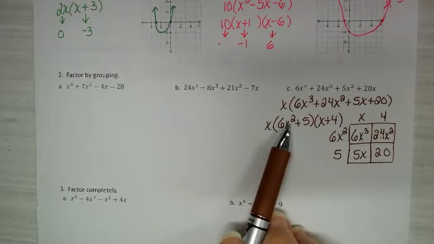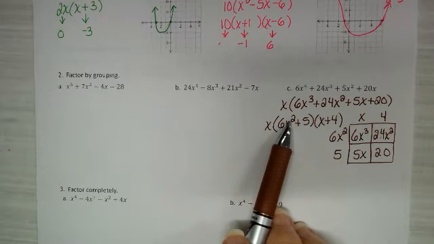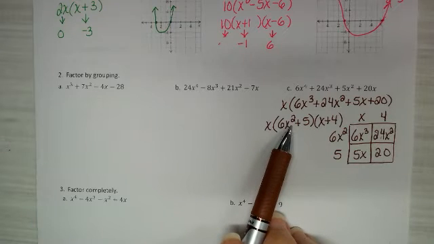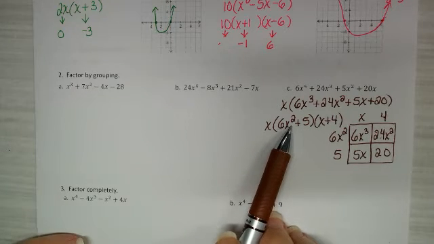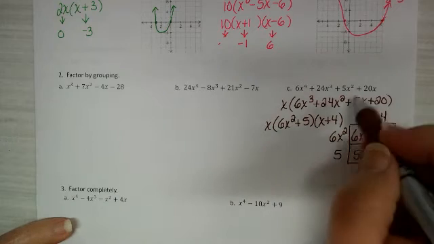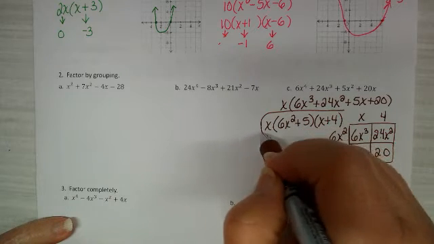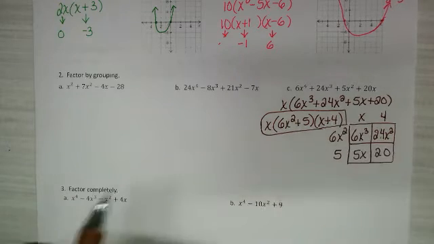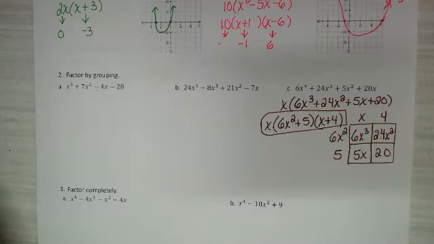Now, sometimes when we have an x squared left in our answer, it can be factored further. In this case, 6x squared plus 5, we're done. There's nothing else we can do. And that is our final answer. So that's just a refresher over factoring by grouping.